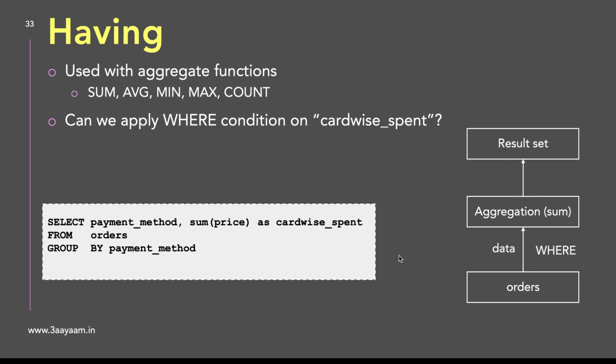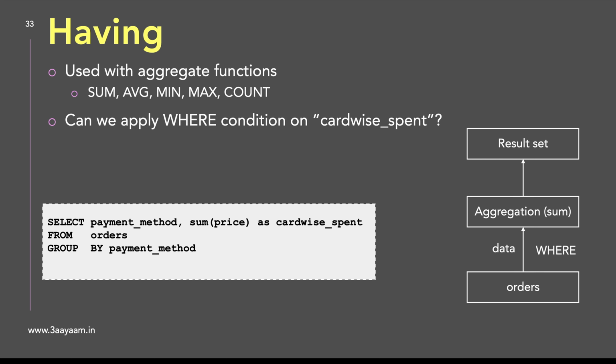So the filtering happens even before the aggregation is done. Now you can imagine that I cannot use the card-wise spent column in the where clause, because the where clause does not know about this aggregation sum, because it is happening after the filtration is done. Once all the filtration is done, only then is the aggregation applied. So the alias cardwise spent does not exist yet when the where clause is applied. That's why we are getting that error.